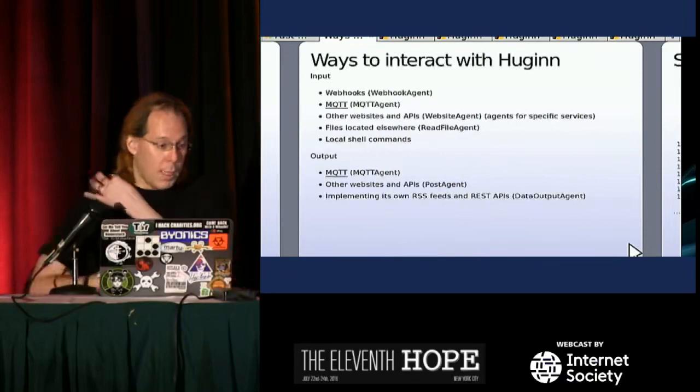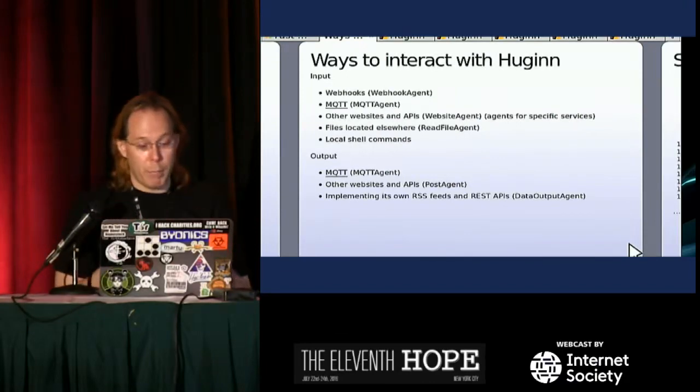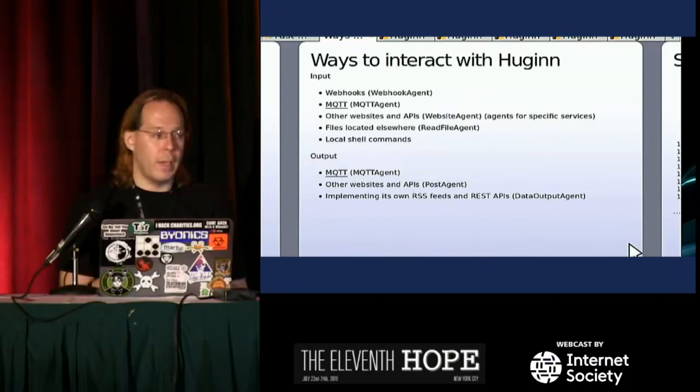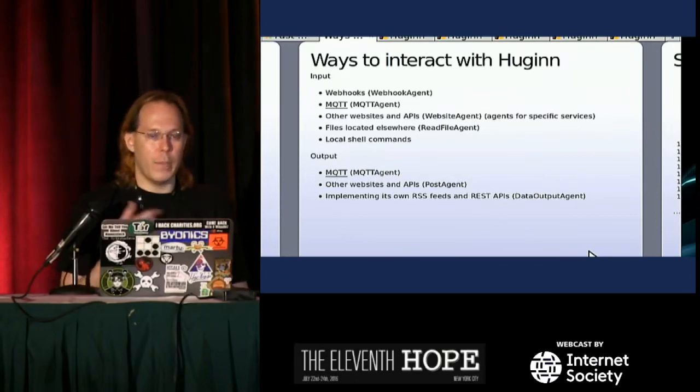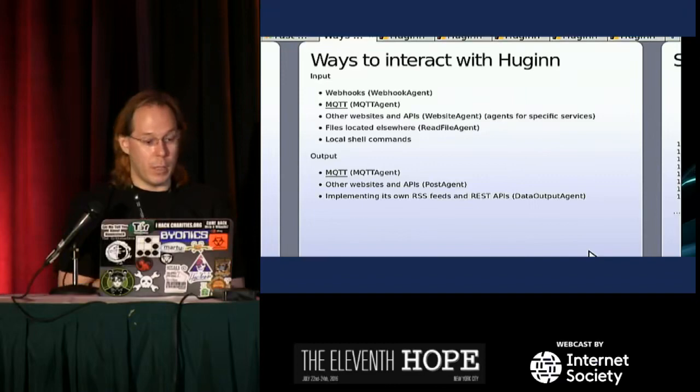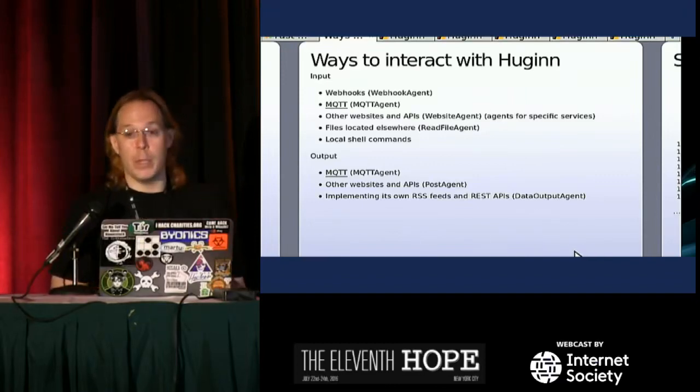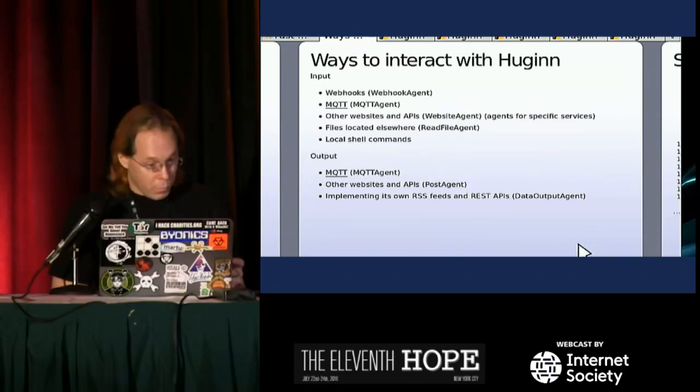There are different ways to interact with Huginn. Out of all of the agents, there are basically three classes of agent: input, processing, and output. To interact with Huginn, there are a fair amount of input agents. There's a webhook agent, which basically you give it the URL of a webhook, you give it an API key, it pulls events out, packages those events, and sends them on. It can read from and write to MQTT message queues that it's subscribed to.